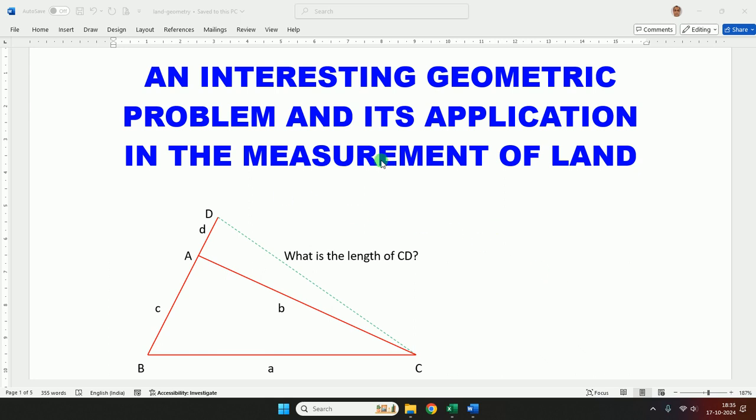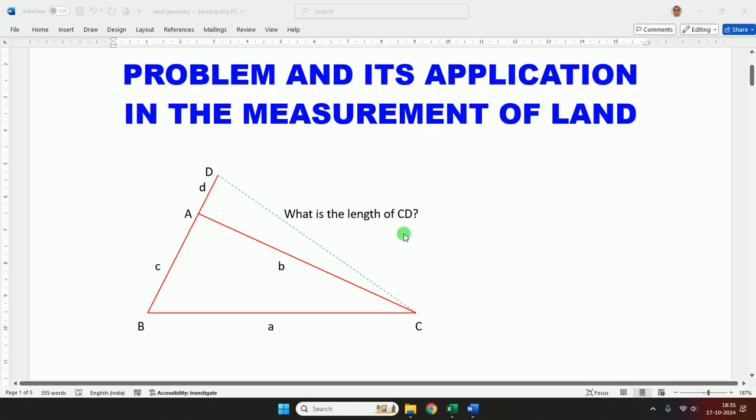Today in this video, I am going to discuss an interesting geometric problem and its application in the measurement of land. The geometric problem is very simple.